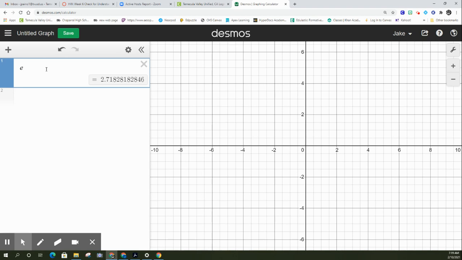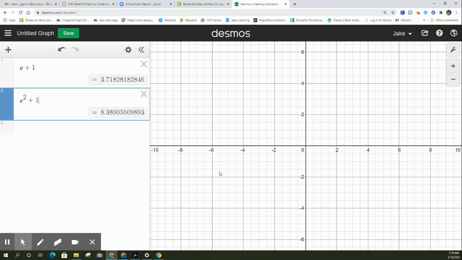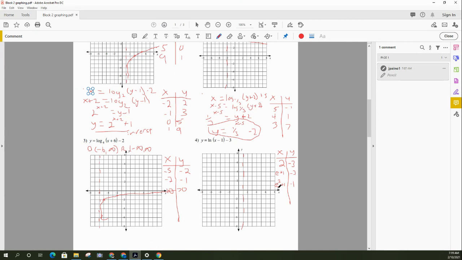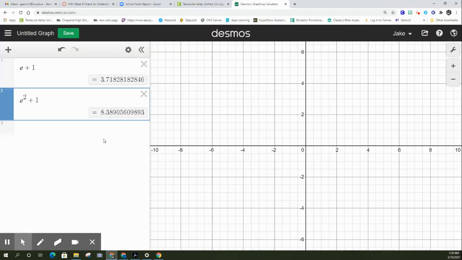E is 2.718, plus 1, so 3.718. And then what's e squared plus 1? E squared is 7.3, plus 1, it's about 8.3. So when I come back to my graph here, this is going to be around 3.7, okay, and that one's going to be about 8.3.